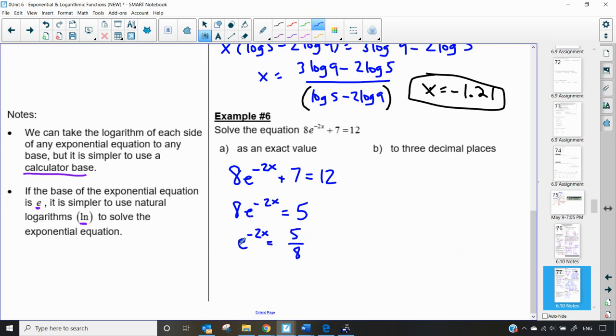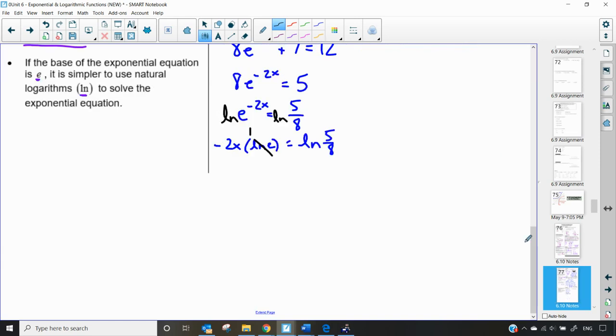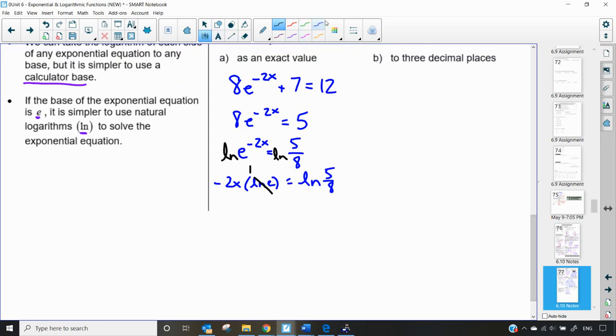Now at this point, we can take the log of both sides. However, because we're dealing with base e, we're actually going to take the ln of both sides. And so rewriting that, that gives us negative 2x times ln e equals ln of 5/8. Now, if you remember from our identities before, ln e actually represents 1. So that cancels out. So by taking the ln of both sides, we've actually canceled things out and it gets much simpler. So we're now going to have negative 2x equals ln of 5/8.